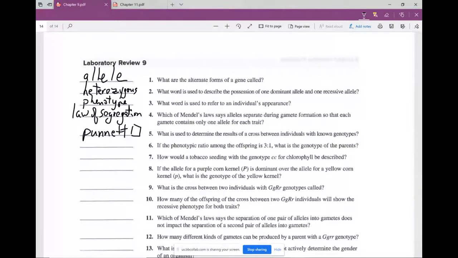If the phenotypic ratio among the offspring is 3 to 1, what is the genotype of the parents? Well, both parents are heterozygous. They're both heterozygotes, whatever you want to say. How would a tobacco seedling with the genotype little c for chlorophyll be described? So that would be, right, homozygous recessive.